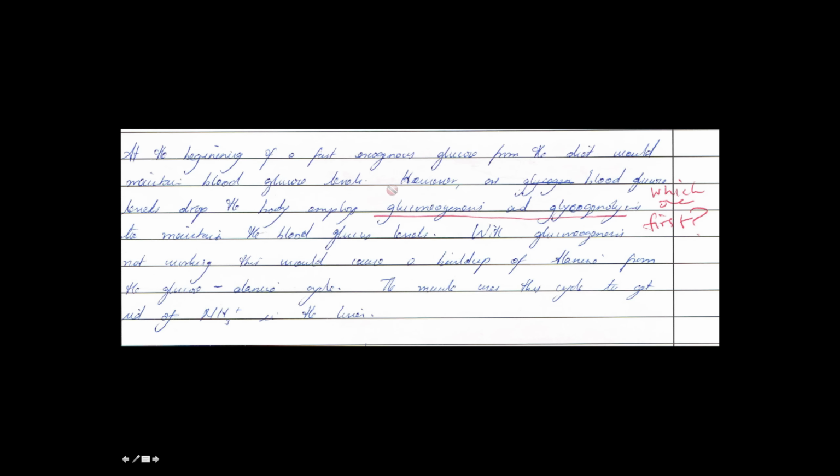All right, so in this question, we were talking about what happens in fasting. Now, at the beginning of a fast, exogenous glucose from the diet would maintain blood glucose levels. At the beginning of a fast. Alright. Well, it's a little sketchy. If it's starting to fast, there's no exogenous glucose. But anyway, let's give her the benefit. And then she goes here and says, however, as blood glucose levels drop, the body employs gluconeogenesis and glycogenolysis. And I put here which one is first.